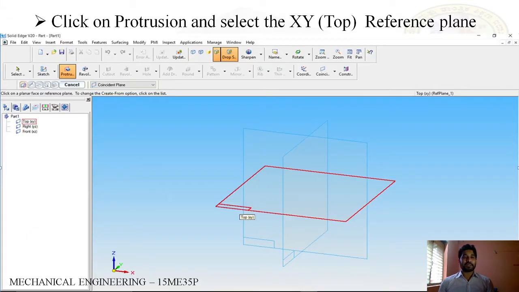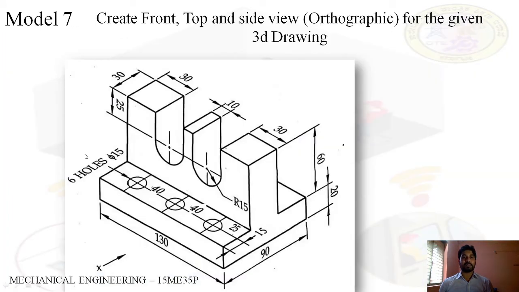So go to Solid Edge, click on the protrusion command and select the top reference plane. We have to build Model 7 in two steps. In the first step, you have to draw the bottom feature by drawing this 130 and 90 mm rectangle and extrude it for a length of 20 mm, including these holes. In the next step, you have to build the top feature by drawing this sketch profile and extruding it for a length of 30 mm.